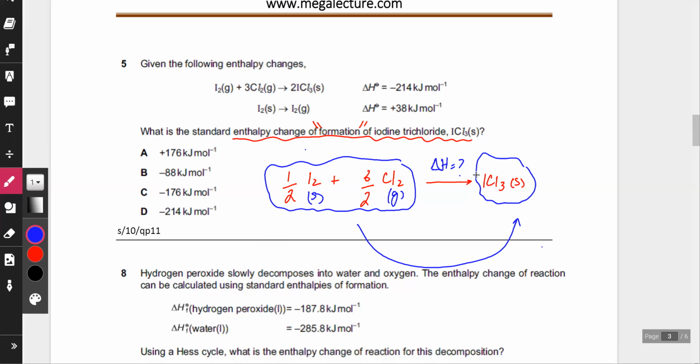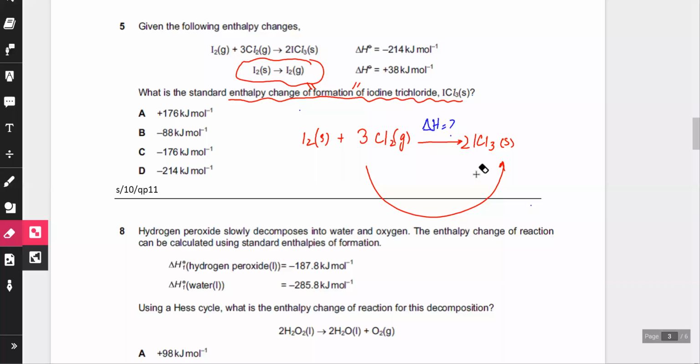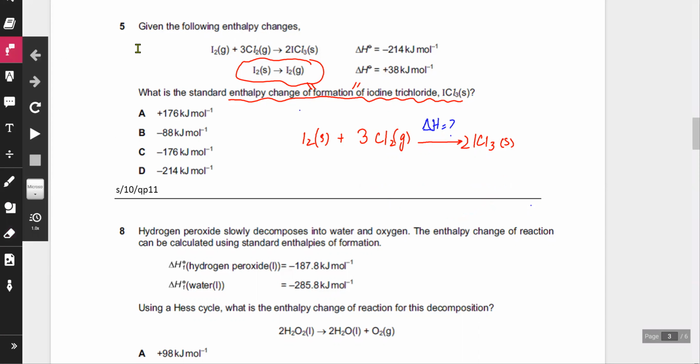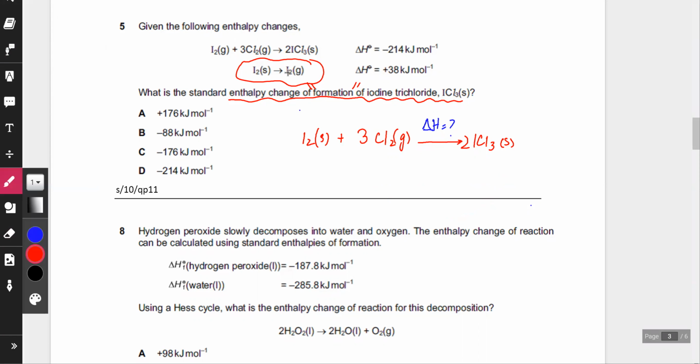Okay, let's try and solve this. Try and draw the Hess cycle on your own. You write out the other equation. There's one equation over here where I2 solid is getting converted into I2 gas, right? So convert I2 solid to I2 gas. Keep the Cl2 as it is.